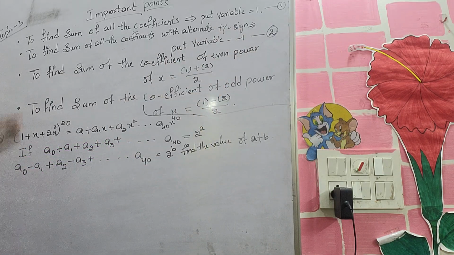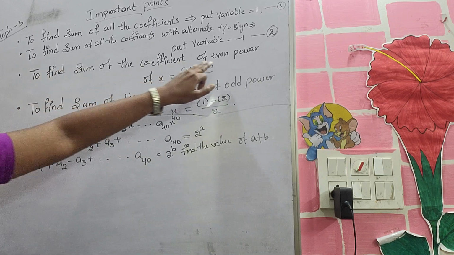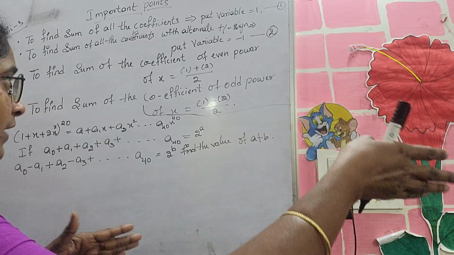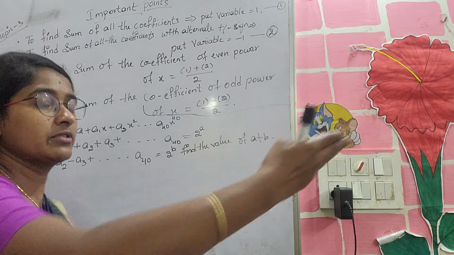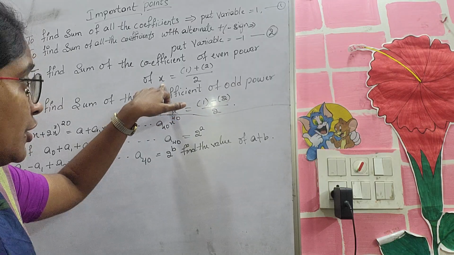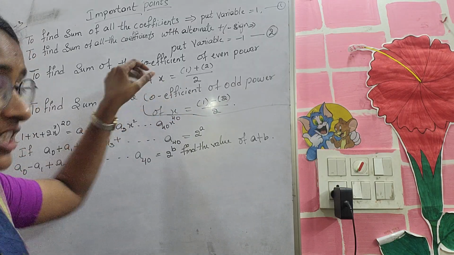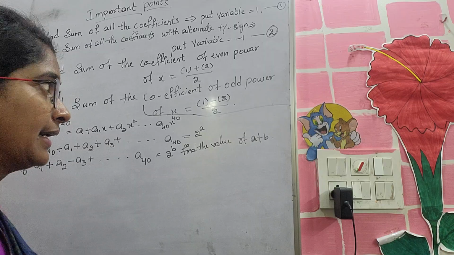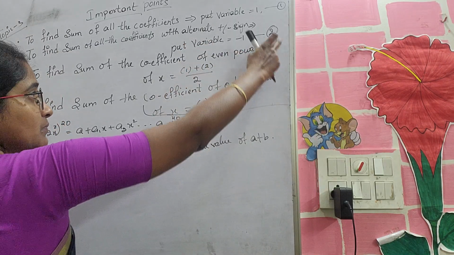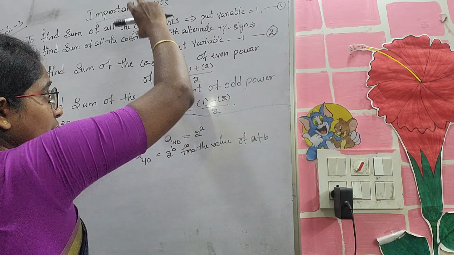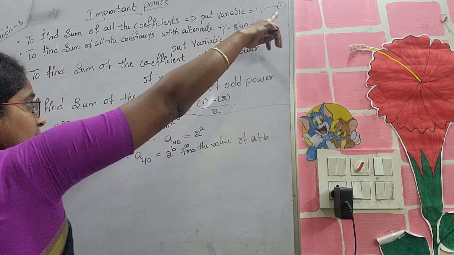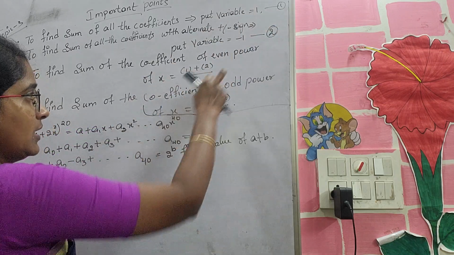Okay, then to find the sum of all the coefficients of even powers in that series, in place of x you should keep 1 in equation 1. And this is equation 1, and what is equation 2? This is equation 1 and equation 2. When you keep the x value as 1 in the series, that is equation 1, and if you keep minus 1, that is equation 2.